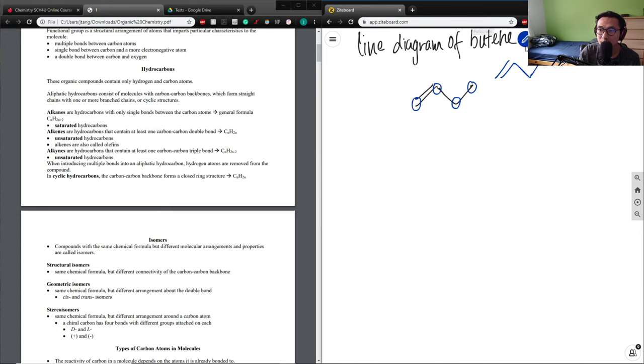Now we're gonna get a little bit more complex. So if I had something like this, and we know that this is butene, what if I added a double bond here? Does that change everything? It really does. It changes my chemical formula, it changes how carbons are bonded, and it changes the chemical and physical properties of what this compound is.